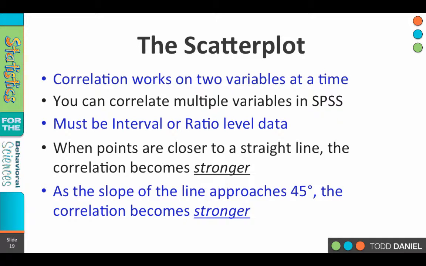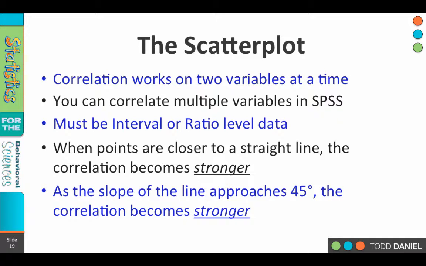The data must be interval or ratio level. So we have to have that scale level data. If we have ordinal data or nominal categorical data, we can still do correlations, but we do them slightly differently, and we'll learn about those later.